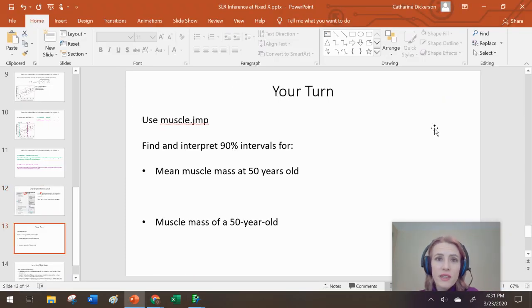So why don't you give it a try? Go ahead and open up the muscle spreadsheet, and how about you come up with 90% intervals for 50-year-old men? First, the mean of all 50-year-old men, and then for an individual 50-year-old. I'll see you back here when you're done with that.